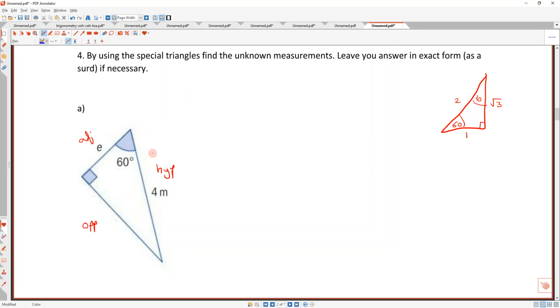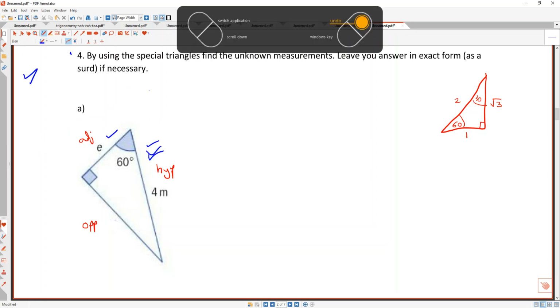I know this side. Is my pen not working? Oh, okay, there we go.